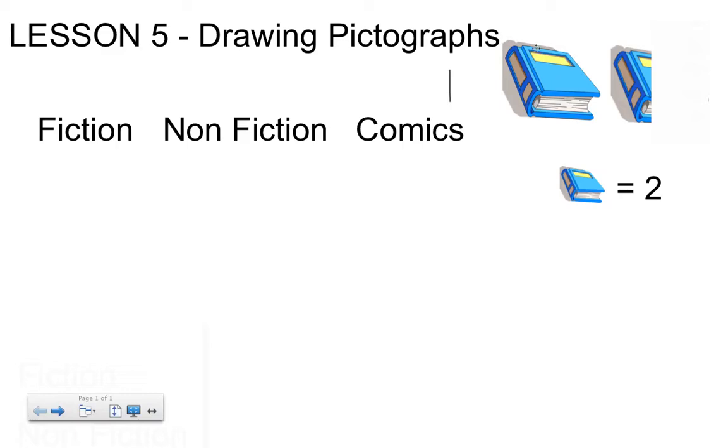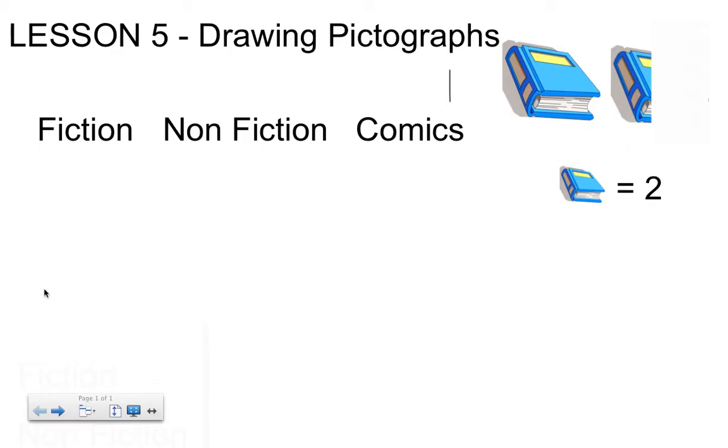So, as you can see, I have a book here. We're going to be looking at 3 different types of books: fiction, nonfiction, and comics. And each book is going to equal 2. We'll say 2 students enjoy reading these types of books. So if you have half a book, like I have here, that will represent 1, of course.